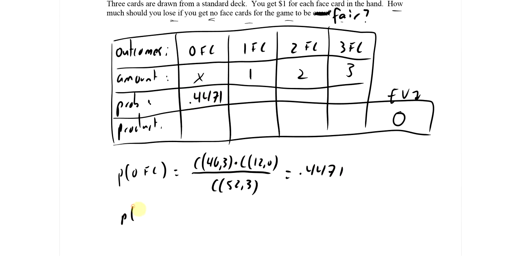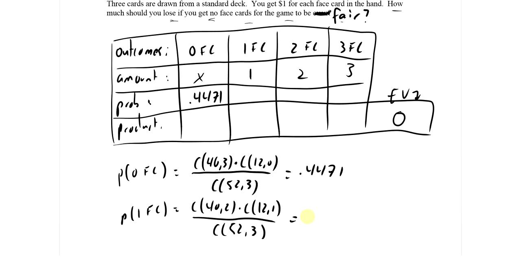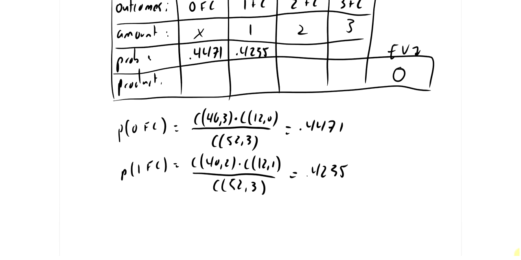What's the probability of exactly 1 face card? Well, you have to draw 2 non-face cards and exactly 1 face card out of the 12 face cards, divided by C52,3. If you calculate that, that's 0.4235. Note that these two together, that's about 0.86. 86% of all 3-card hands have either 0 or 1 face card.